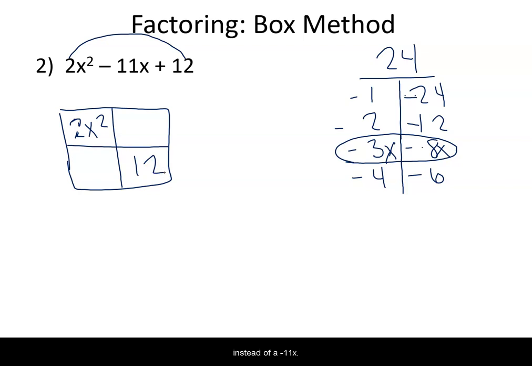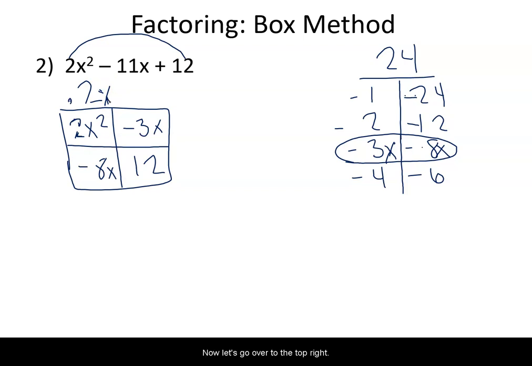We're just rewriting the middle. So instead of a -11x, I'm going to write -3x and -8x. Once you have your numbers inside of their boxes, we're going to take out the GCF of both columns and both rows. I'm going to start at the top left here, and I'm going to look down. 2 and 8, what is the highest number that can go into both? 2. Do they both have x? Yes. Smallest x, 1.